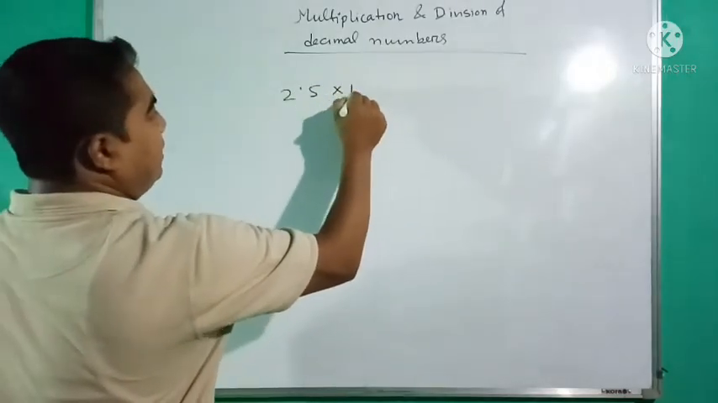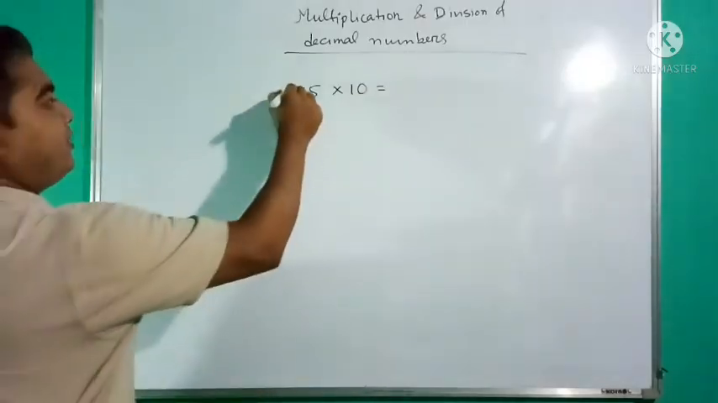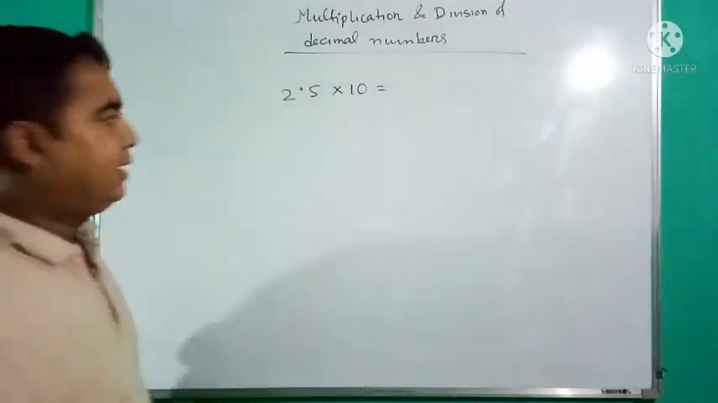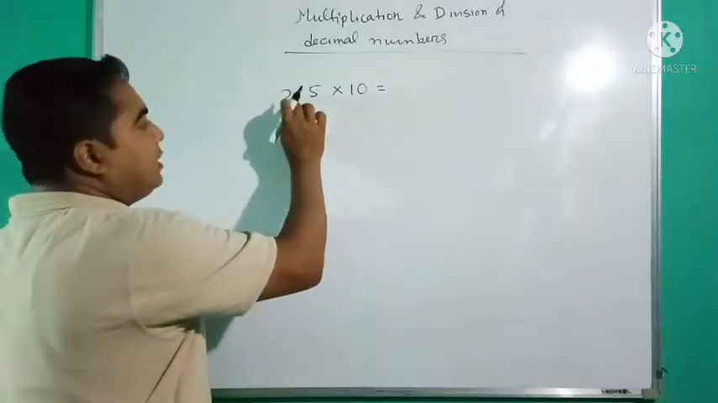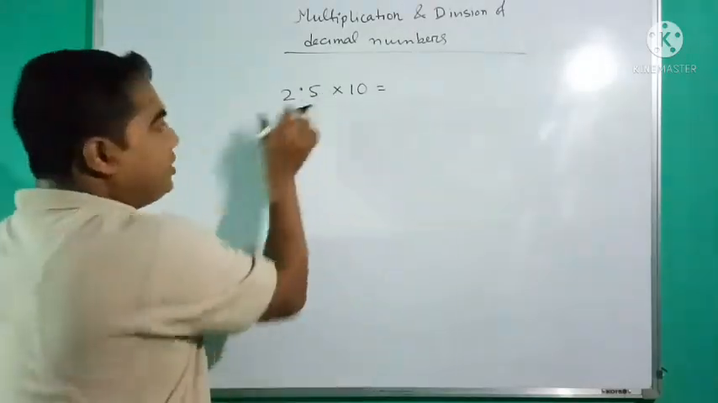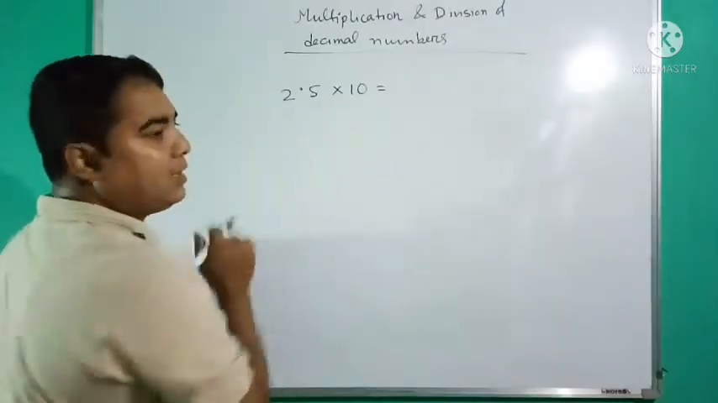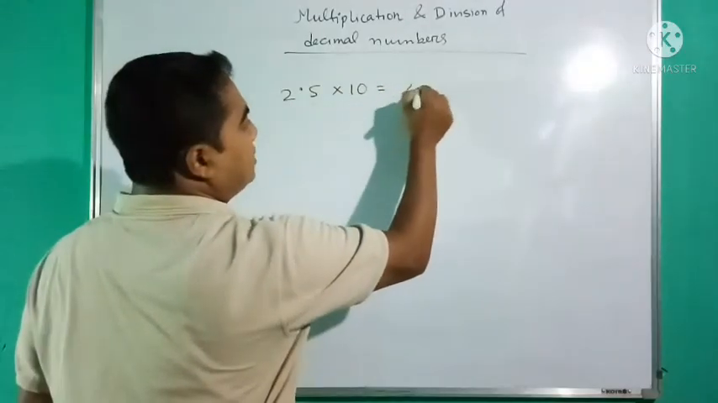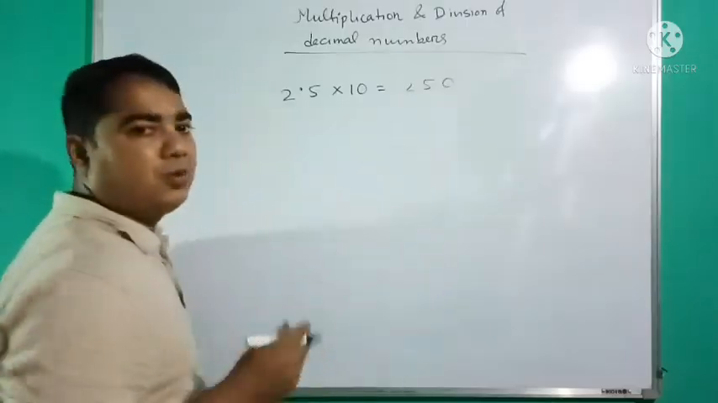The question is 2.5 multiplied by 10. Then what will you do? At first think of this as 25, not 2.5. Now 25 multiplied by 10. 25 into 10, the answer is 250.